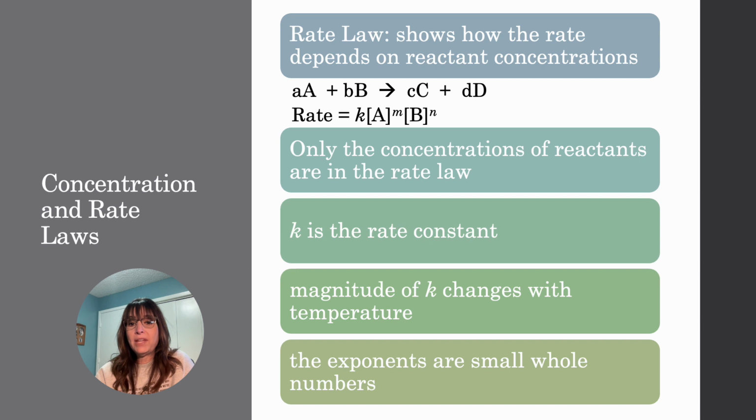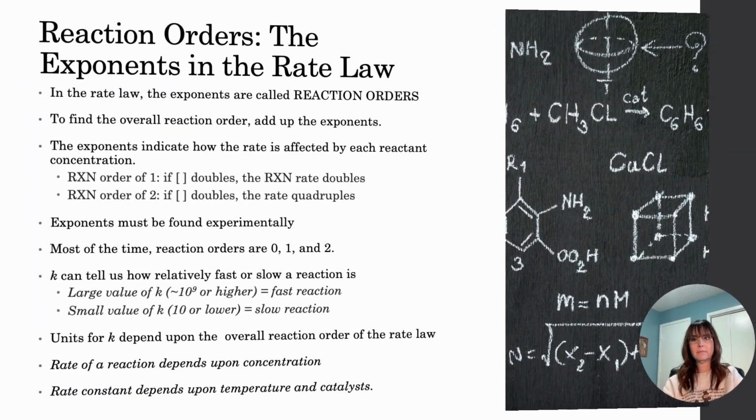The magnitude of k, that constant, does change with temperature. So a lot of times you'll see in problems "at such and such temperature." You don't need the temperature necessarily in the math. It's just so that you know at that temperature, that is what k would be. Change the temperature, new value of k. And the exponents are always small whole numbers. Well, I have seen cases where they weren't whole numbers, but we're going to go with whole numbers.